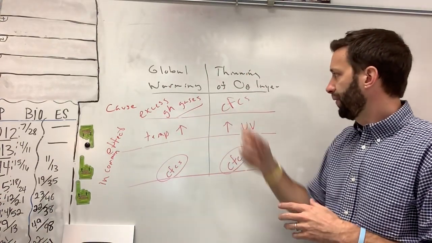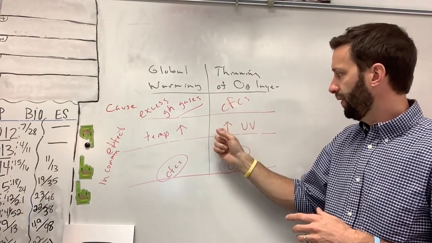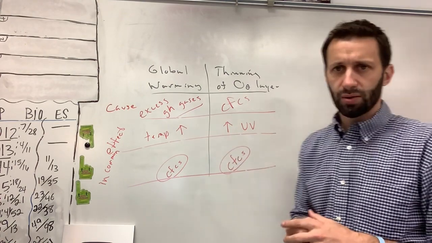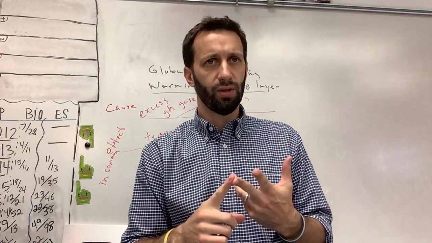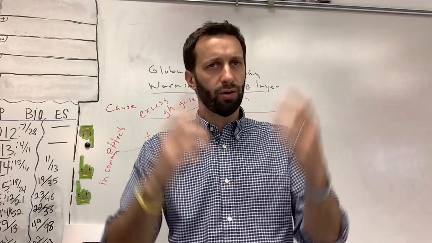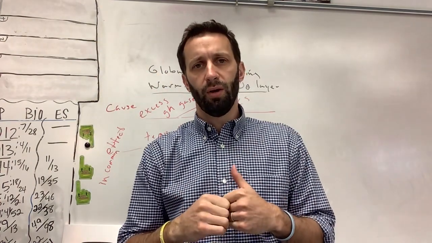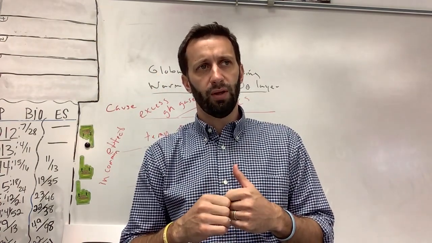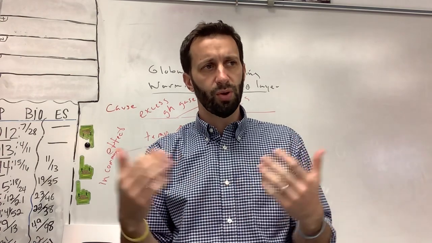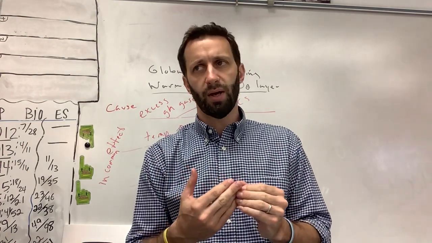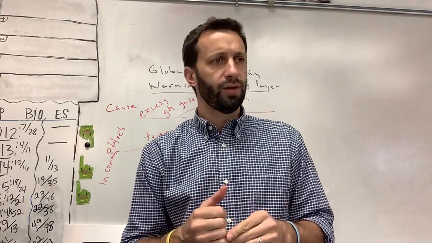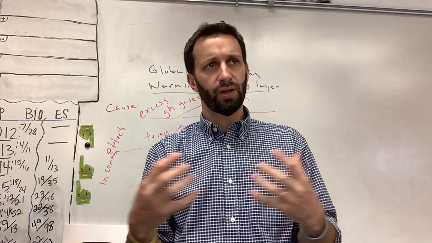So now, the thinning of the ozone, what does that do? The effect is it increases UV radiation, especially UVB and UVC rays. Remember, UVA rays are already pretty much coming through all the way, and then UVB and UVC rays, most of those, like 99%, are blocked out by the ozone layer. And so when you have a thinning of the ozone layer, it's not going to block out as much.